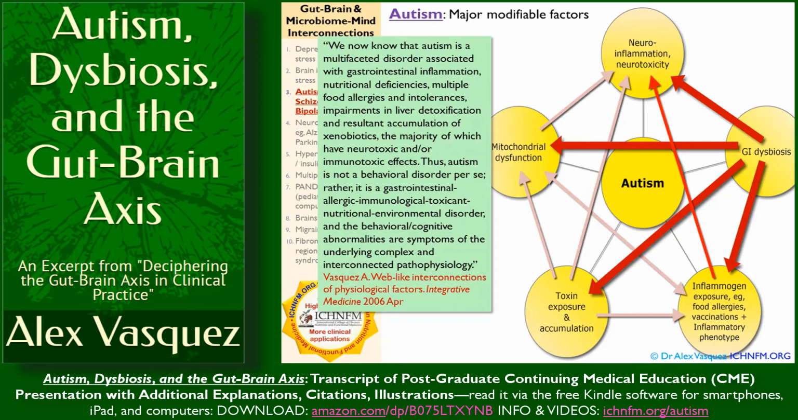We now know that autism is a multifaceted disorder associated with gastrointestinal inflammation, nutritional deficiencies, multiple food allergies and intolerances, impairments in liver detoxification, and a resultant accumulation of xenobiotics, the majority of which have either neurotoxic or immunotoxic effects. Thus, autism is not a behavioral disorder per se. Rather, it is a gastrointestinal, allergic, immunological, toxicant, nutritional, environmental disorder, and the behavioral cognitive abnormalities are symptoms of the underlying complex and interconnected pathophysiology.